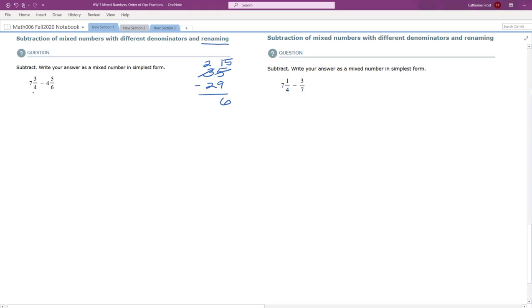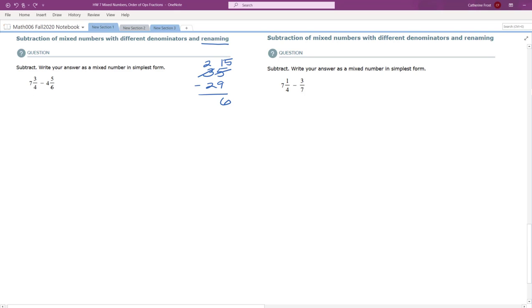Okay, now, compare that to how we're going to do this stuff over here. I probably should have waited though, because before we can even worry about this regrouping stuff, we notice that we have different denominators. We have a 4 and a 6, and we have to have the same denominators if we're going to subtract fractions. Adding and subtraction, you must have the same denominator.